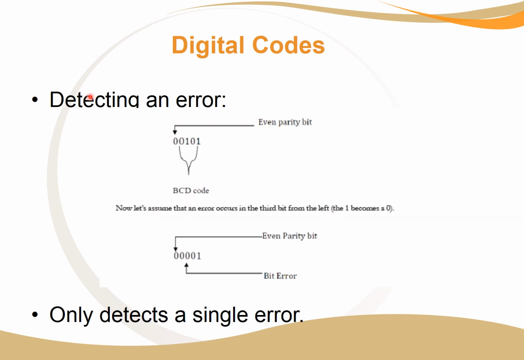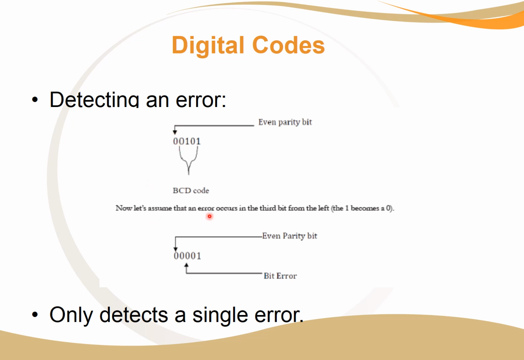So here we have just an example of detecting an error. So here we have a 0, 1, 0, 1, and this is the BCD code, these 4 bits. It can be 8 bits, 16 bits, 32 bits, doesn't matter, but just one parity bit. So we're checking for even parity. So now that is even parity.